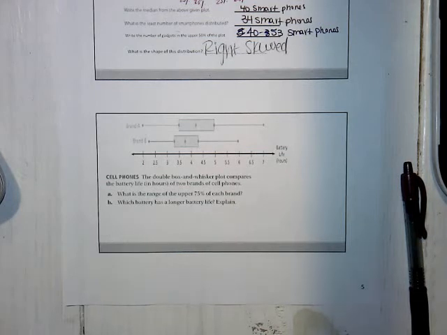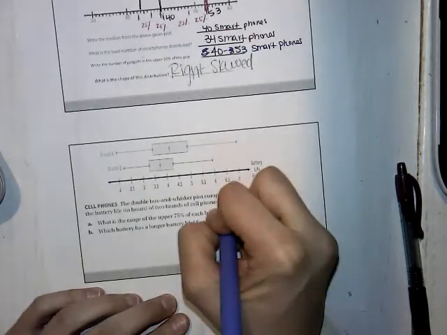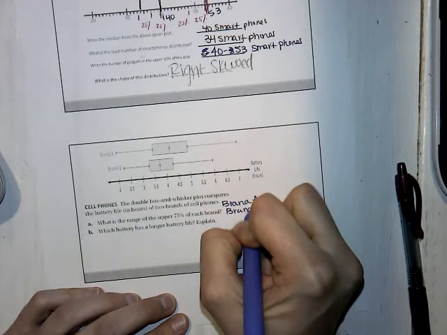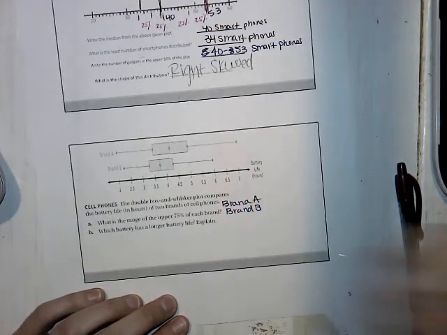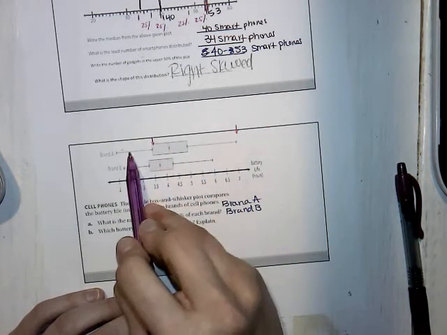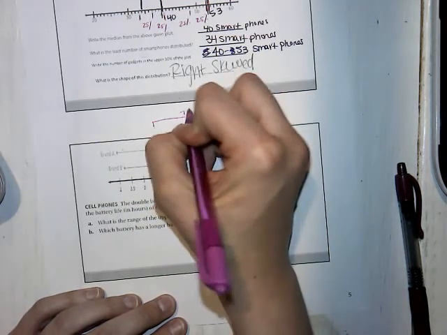The double box and whisker plot compares the battery life in hours of 2 brands of cell phones. So we have brand A and brand B. What is the range of the upper 75% of each brand? So remember, this to this, each little section is 25%. So 25, 25, 25, 25. So this is the upper 75% here for this one.